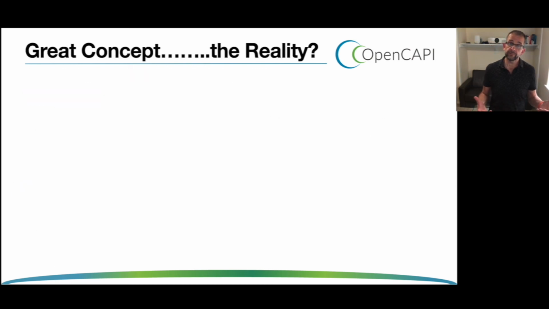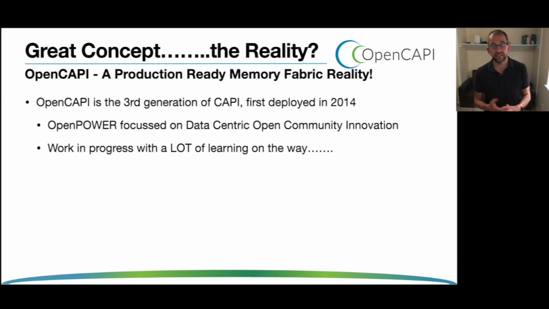So great concept, but the reality? Well, the reality is that OpenCAPI is a production-ready memory fabric today. OpenCAPI is the third generation that was deployed in 2014. The OpenPOWER initiative focused on data-centric open community innovation right from the very start. So we've been looking at the pure data-centric approach all the way back then.